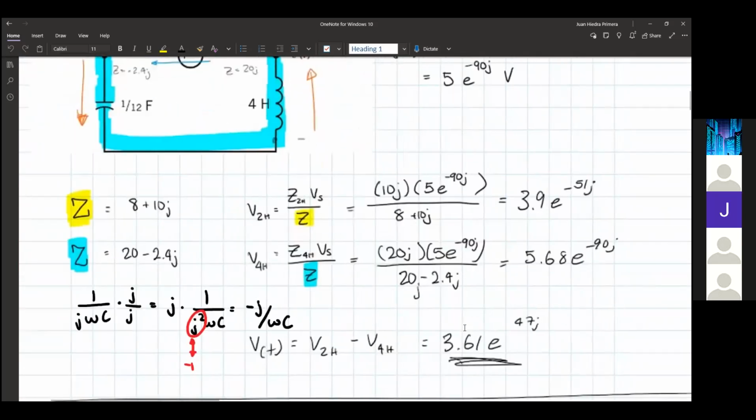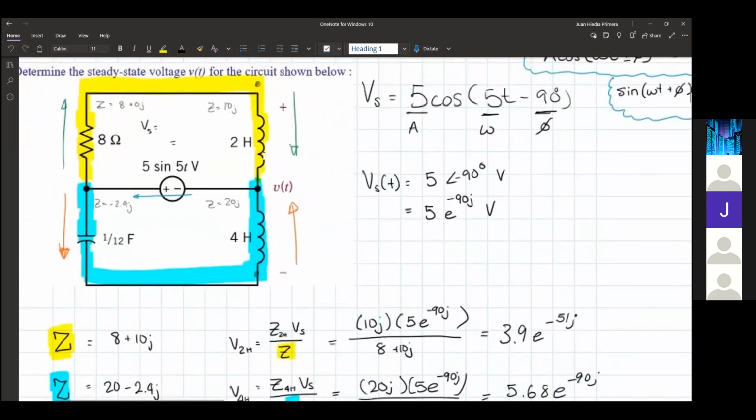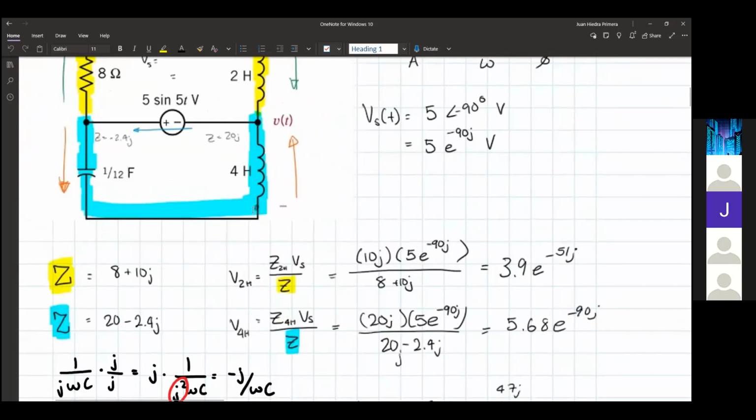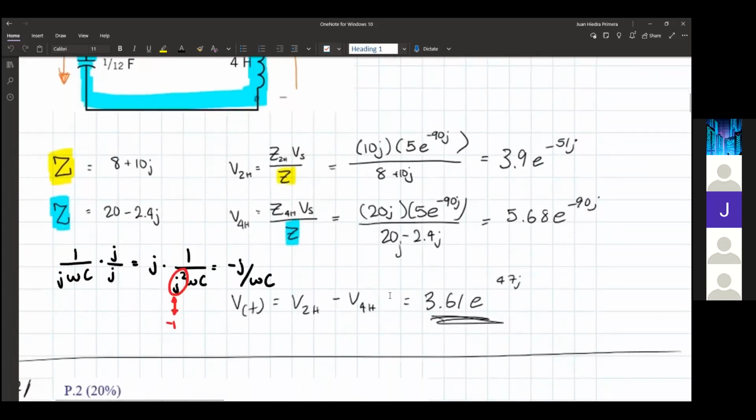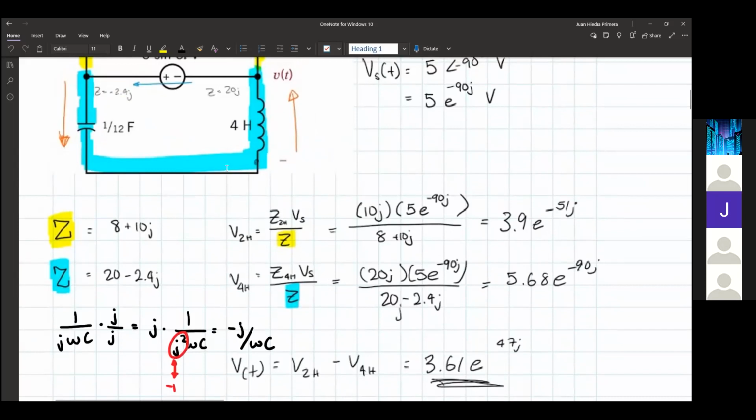So once you have those, you have the voltage from this point to this point for the 2H, and the voltage from this point to this point for the 4H. Note that for the 4H, it's actually going from here to here, the voltage we have. So this 5.68 is going from here to here. Yes, because the current flow is going this way. So we subtract the voltage of the 4H from the 2H, and we end up with this value.